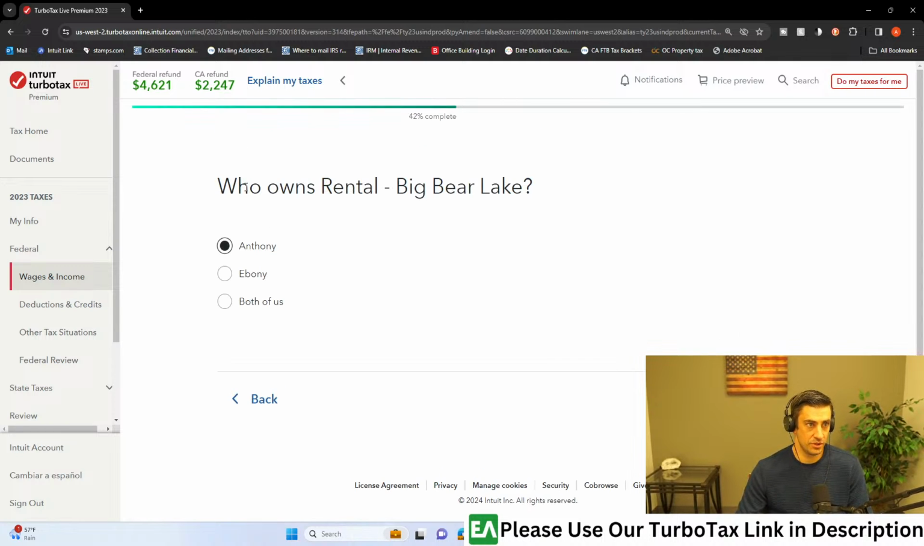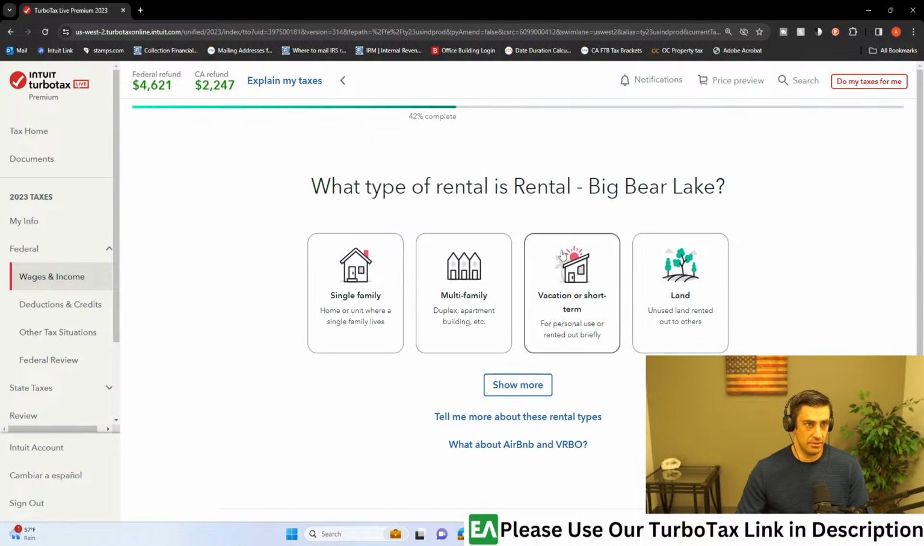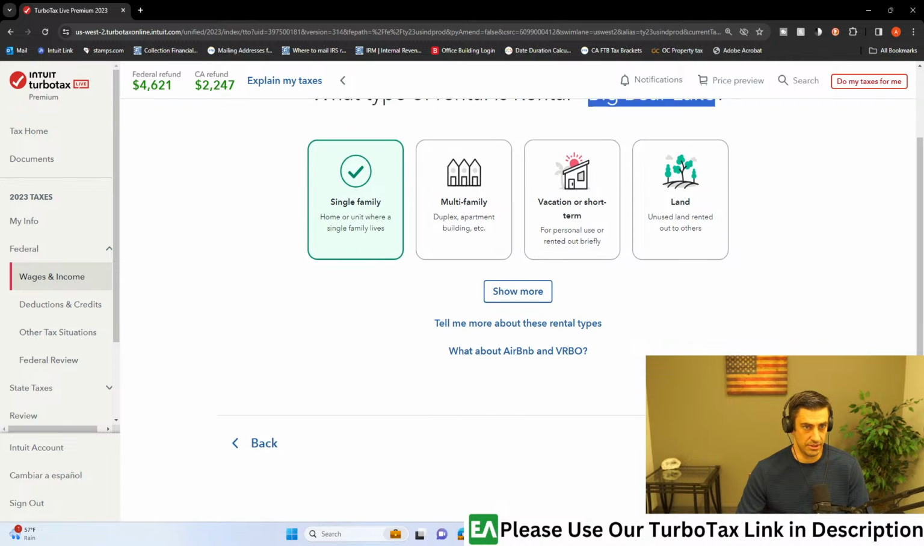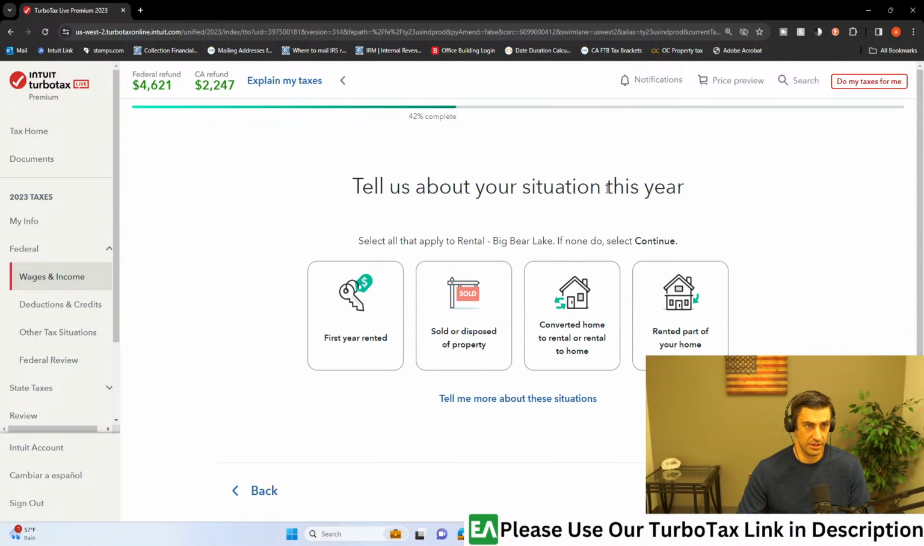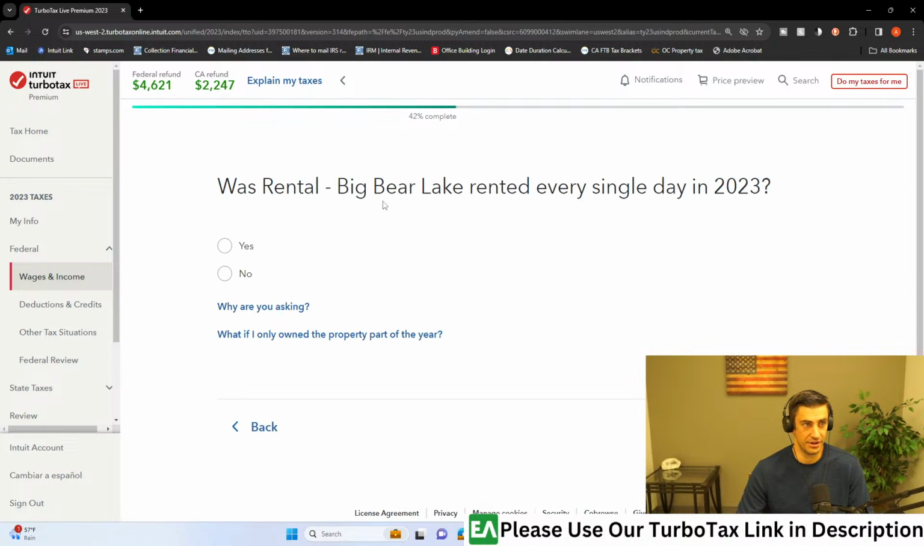Let's do that. Who owns this? I'm going to say both of us. We both do. All right, and what type of rental is this? Let's say I own like a cabin. This is a single family, okay? Those are most common that people have that I see. Tell us about your situation. This is the first year I rented. Deal. Rented part of your home. Okay, deal. There it is.